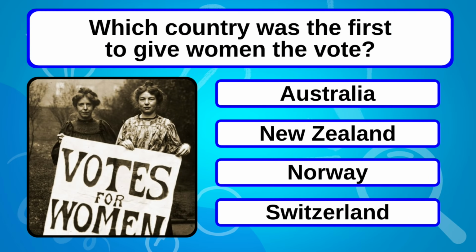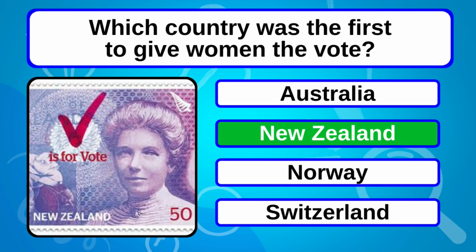Question 10. Which country was the first to give women the vote? Australia, New Zealand, Norway, or Switzerland? New Zealand.